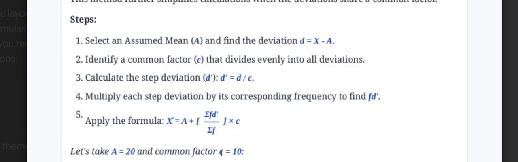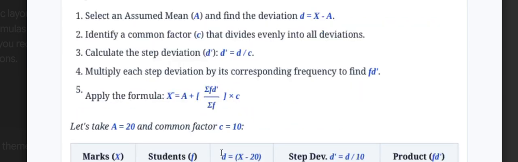Now select the assumed mean as in the previous method we are doing. First we are going to calculate and find the deviation. After selecting the assumed mean, in the past, 20 was the assumed mean and we found out the deviations. Identify the common factor by dividing all the deviations.